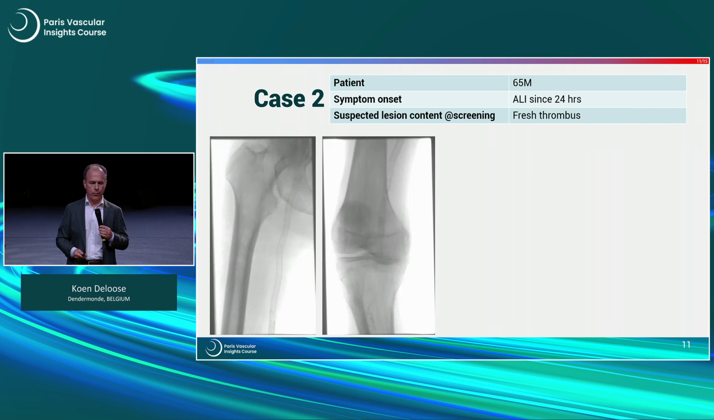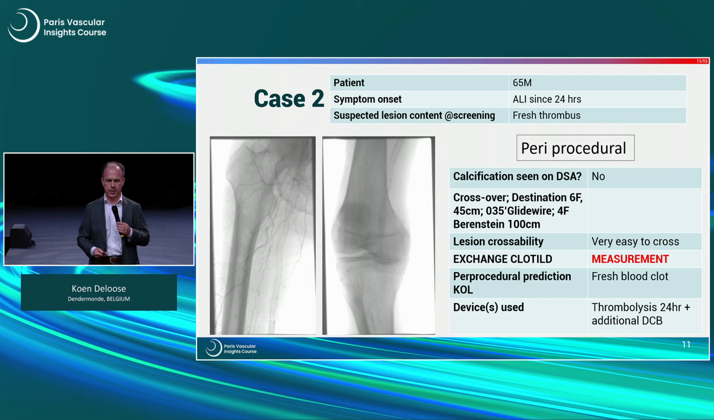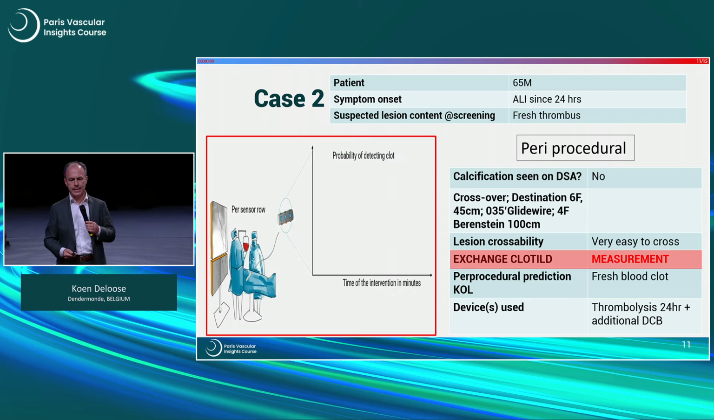You see a full in-stent re-occlusion over a very long length. So I decided, based on my tactile feedback of the wire and the story, of course, to do thrombolysis for 24 hours, and then afterwards treat the culprit lesion with additional DCB.